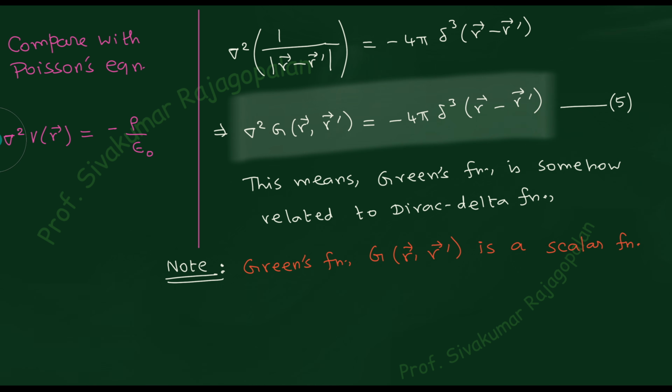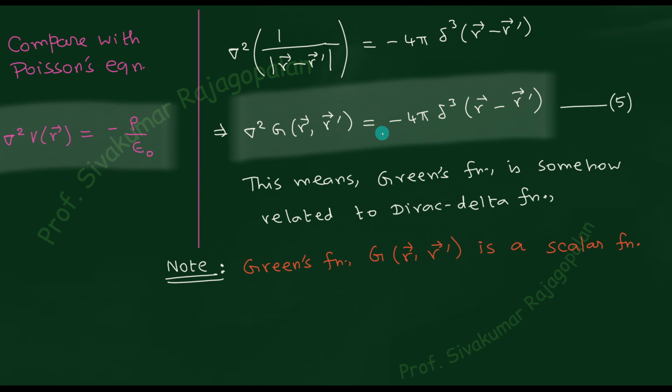I am writing side by side. Equation number 5 is already there, and on the left hand side in the pink color you have the Poisson equation. We are comparing because they look very similar. This side also you have a del square operator, there also you have a del square operator. On the right hand side you have a scalar function. It must be clear to you that this entire right hand side is a scalar quantity, and here also you have a scalar quantity.